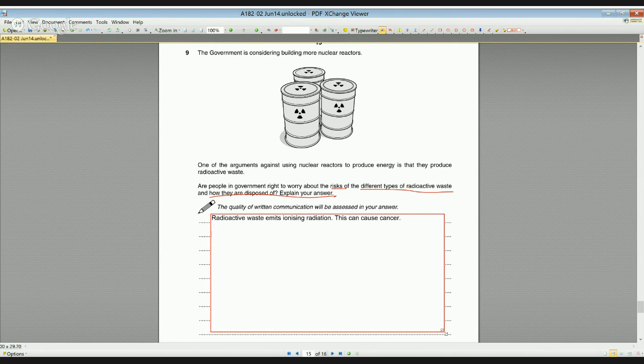So the first one we'll deal with is high level waste. This is usually spent fuel rods. So nuclear fuel rods that have been used up, they are highly radioactive, very, very, very dangerous. They're normally, once they've cooled down, encased in glass and put at the bottom of the sea.